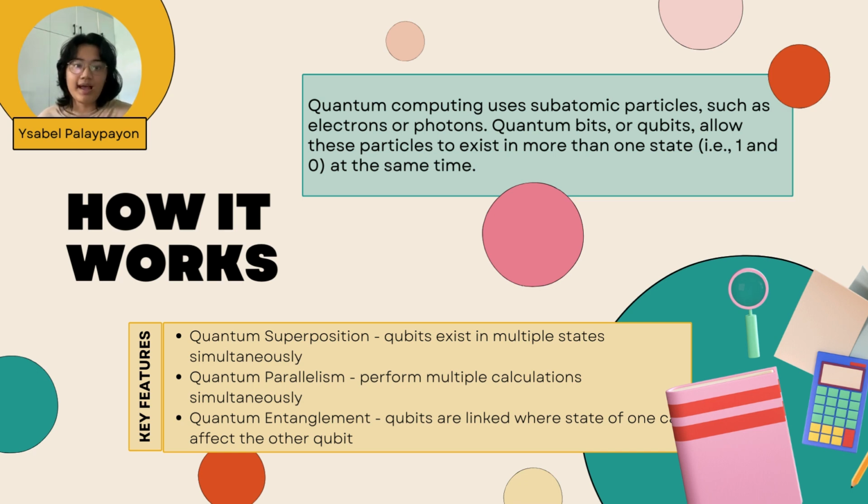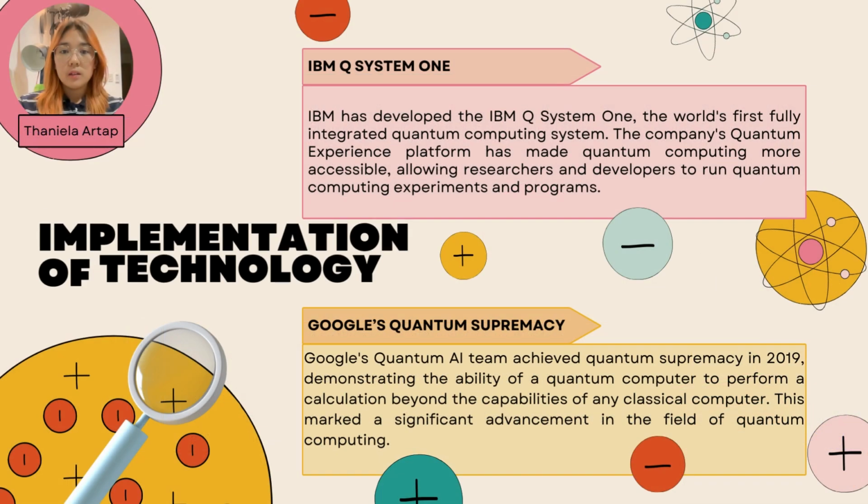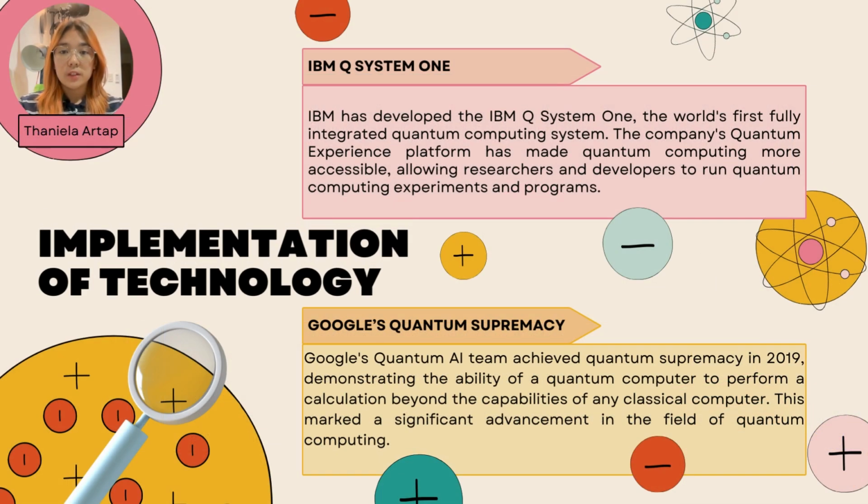Quantum computing has the potential to solve complex problems in a variety of fields, and this includes cryptography, drug discovery, climate modeling, and material science. However, quantum computers are still in their early stages of development, and many technical challenges need to be overcome before they can reach their full potential. Now let's move on to the implementation of technology.